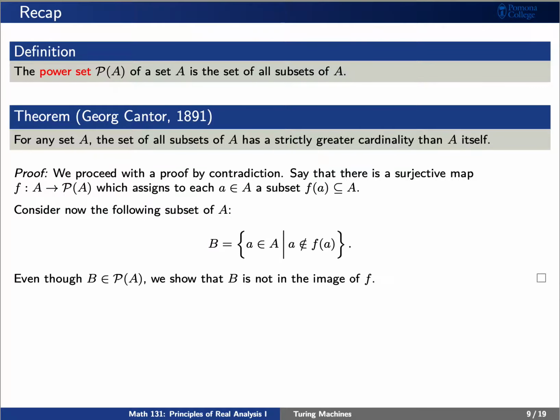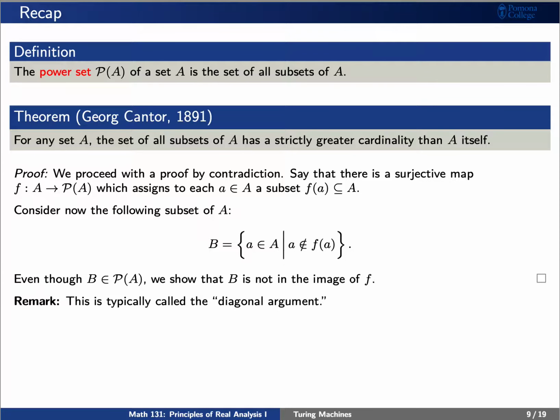This means it'll take an element little a in the set capital A and return a subset F of little a that's contained in capital A. Now let's consider the set B, which consists of those elements little a in capital A, such that little a is not an element of the subset F of little a. Even though capital B is a subset, one actually proves that capital B is not in the image of F, therefore showing that if F were any surjective map, we would have a contradiction. This is typically what's called the diagonal argument.